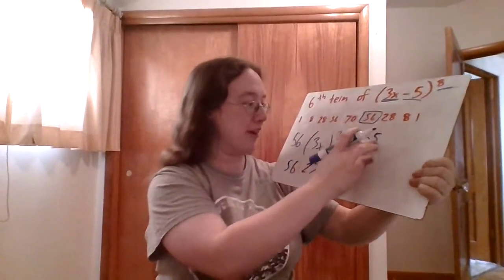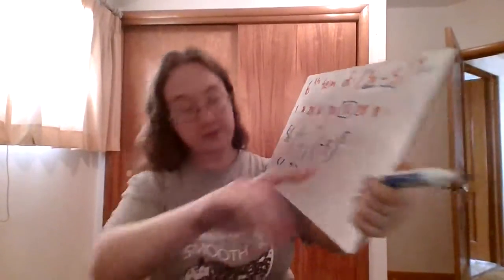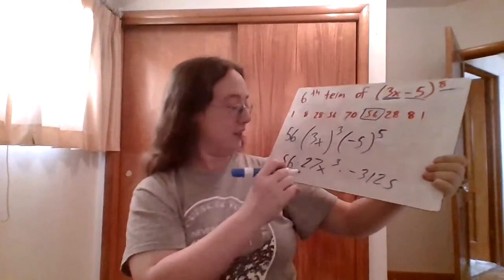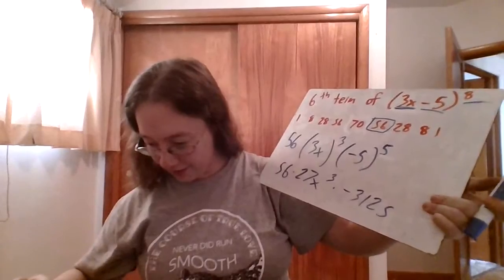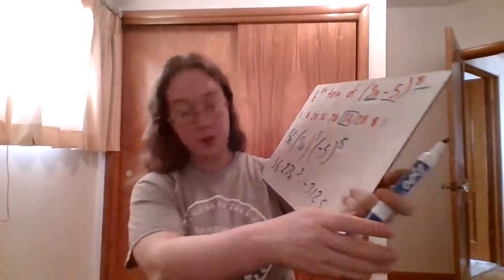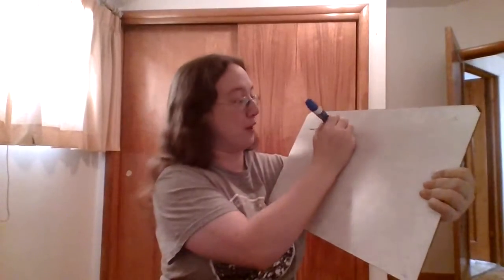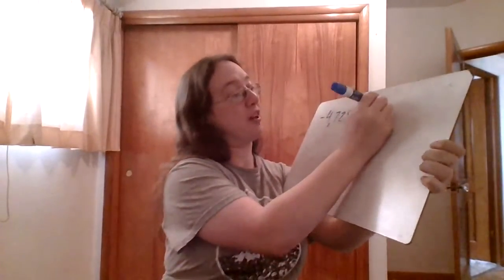Oops, that was an underline, not a minus sign. I should be careful with that. And negative 5 to the 5th is, 5 to the 5th is 3,125, but that's negative. Okay, so now we got that. So now we're taking that negative 3,125 times our 27 times 56, which gives you a really big number. Negative 4,725,000. And that's still got an x to the 3rd.